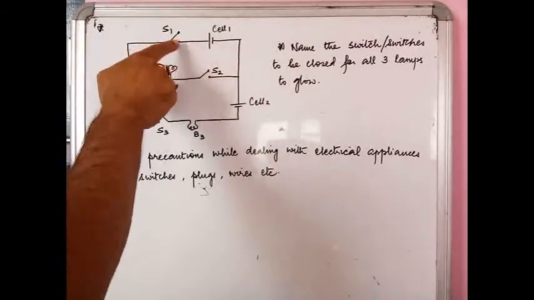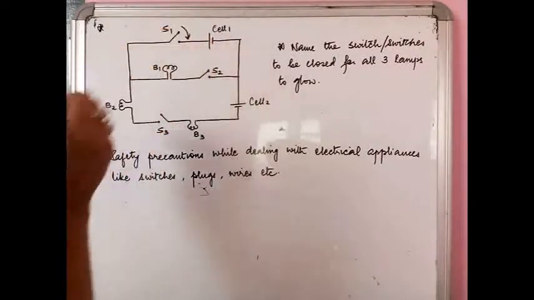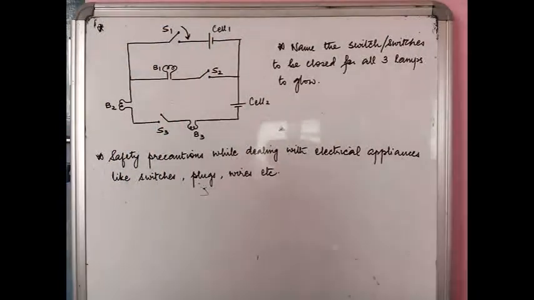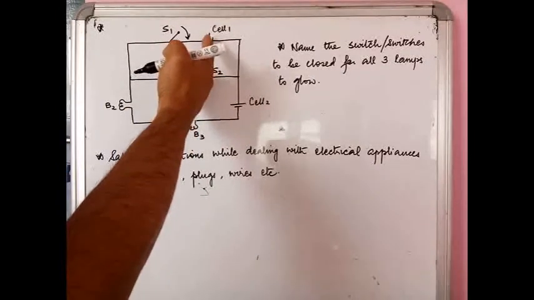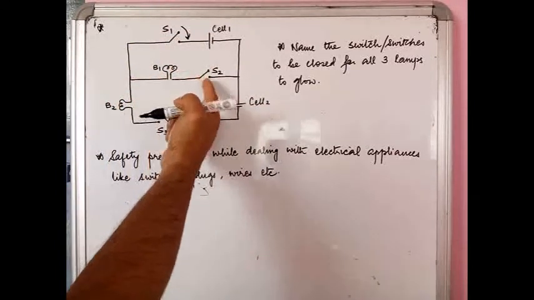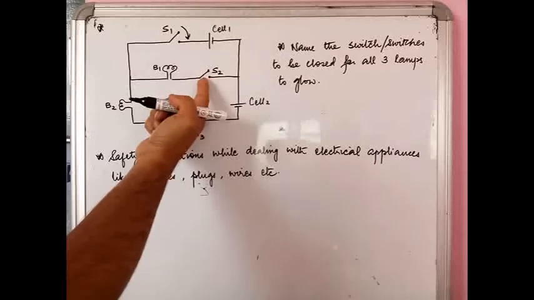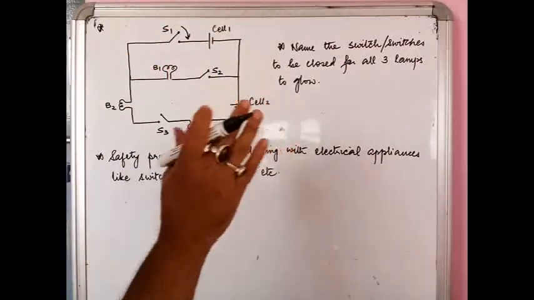Suppose the switch S1 is closed. Okay, so I'm going to show this arrow over here to show that the switch S1 is closed. Okay, when switch S1 is closed, this particular cell starts giving current. Okay, so it comes over here. Now you see this particular path is disrupted. It cannot complete the circuit, so the bulb B1 is not going to glow.